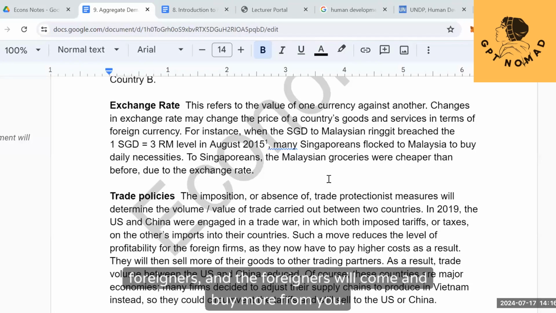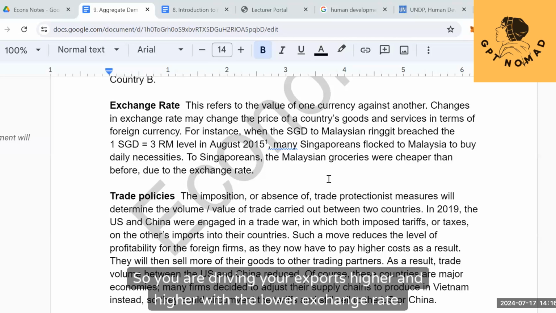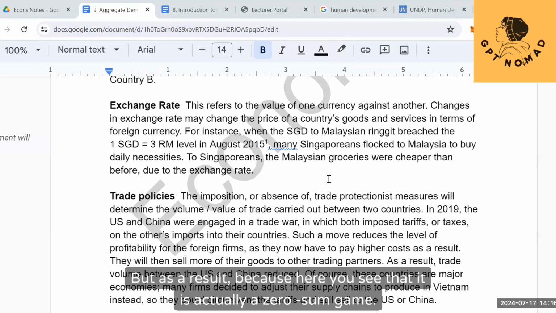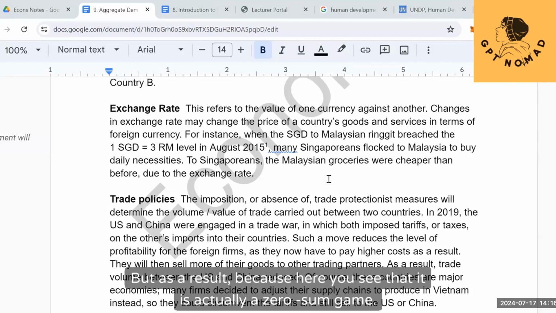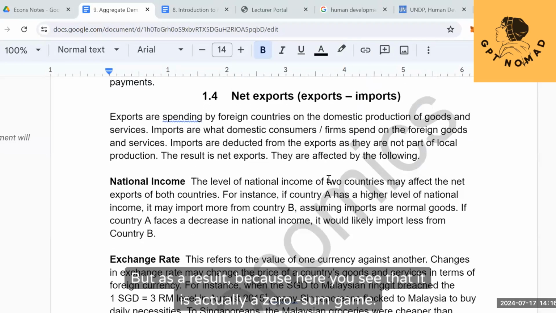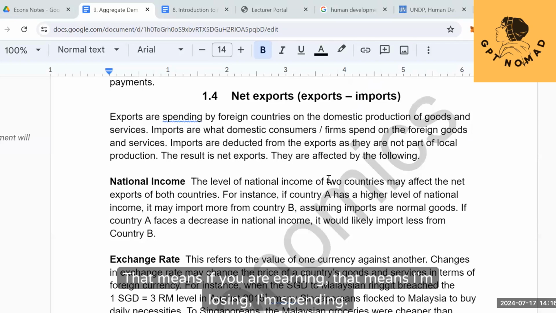And the foreigners will come and buy more from you. So you are driving your exports higher and higher with the lower exchange rate. But as a result, it is actually a zero-sum game, right? That means if you are earning, I'm losing, I'm spending. So if this country is earning more and more from exports, it means that another country is spending more and more as well, right? So one side is earning, the other side is spending.